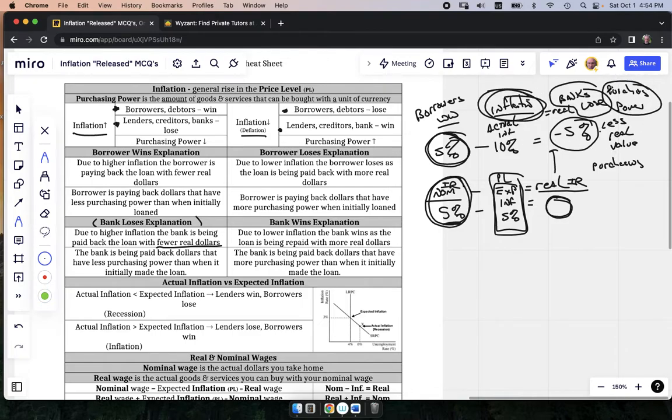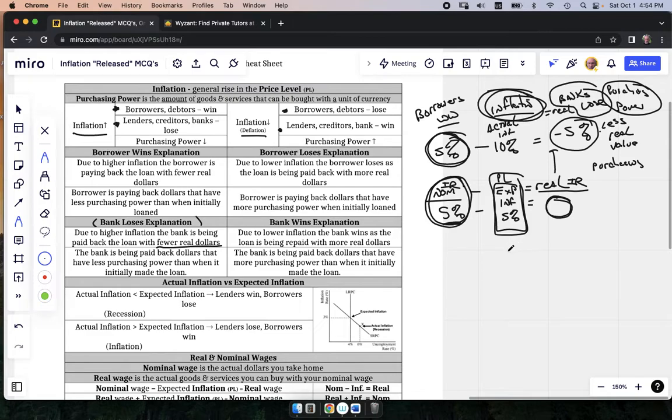College Board loves the word purchasing power, right? So borrowers win because they're paying back money to the bank that is now worth less. I like that. I would stick with that. I think that's probably the easiest thing to sort of understand.